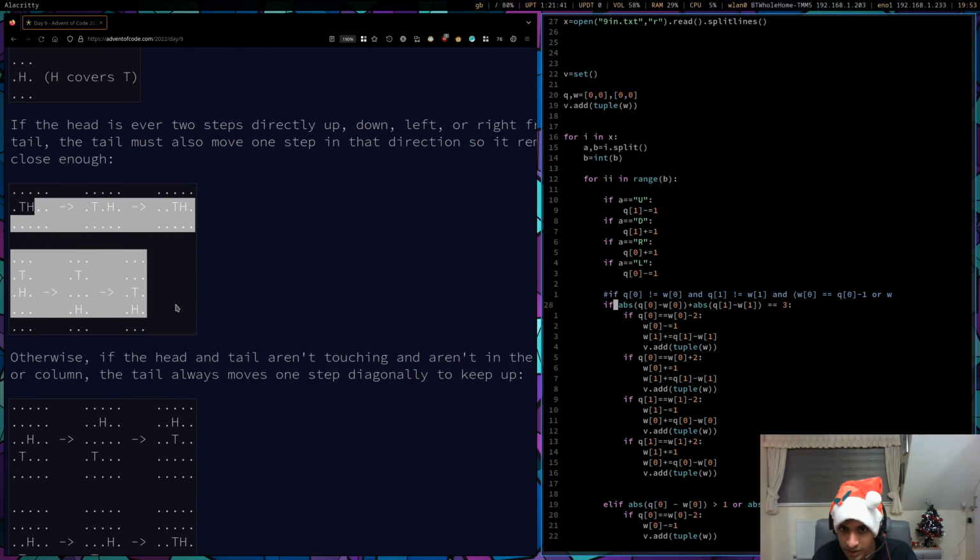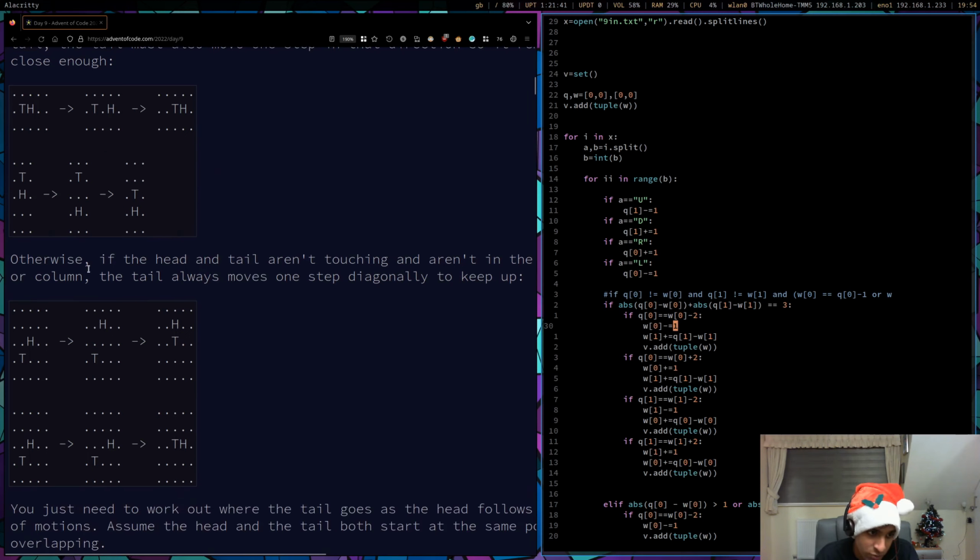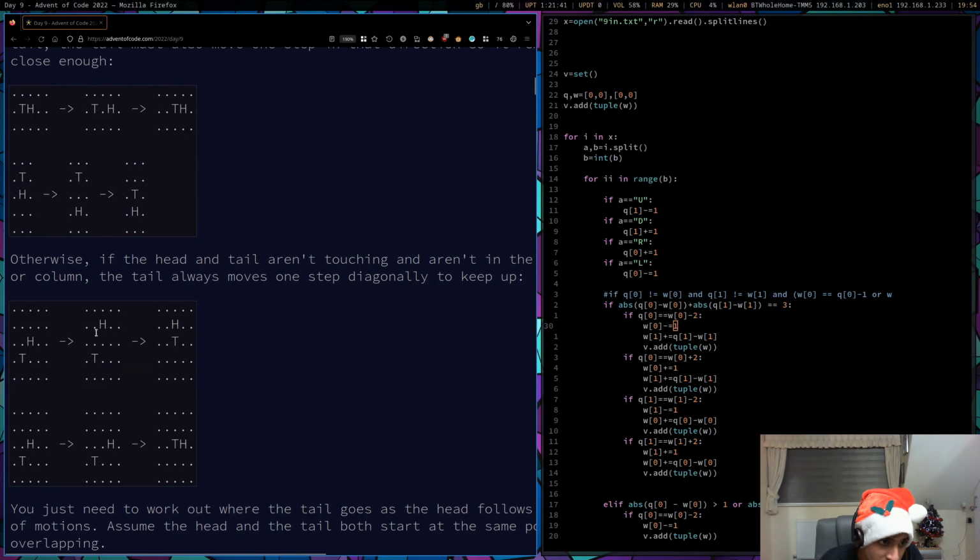Right, so what this line does is it checks for this bottom case, and the way it does that is by taking the Manhattan distance between the head and the tail. The Manhattan distance is the total x delta plus the total y delta. For example, this one over here: the difference in x values between the head and the tail is 1, the difference in y values is 2. So the Manhattan distance would be 1 plus 2, which is 3.